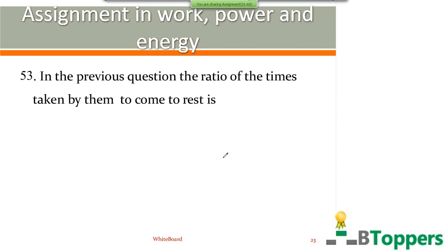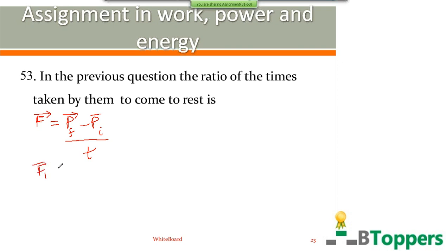The question number 53, in the previous question, the ratio of the times taken by them to come to rest is. So from Newton's second law, the external force acting on the body is equal to rate of change of linear momentum of the body. The force is constant. Then the instantaneous force can be taken as equal to the average value of the force. That is equal to final momentum minus initial momentum divided by time interval. Pi bar is initial momentum. Pf bar is the final momentum.